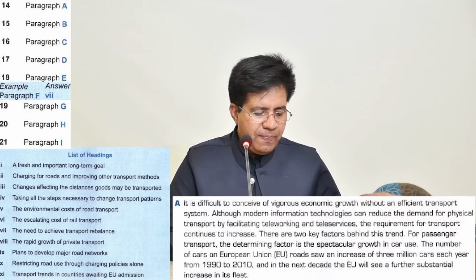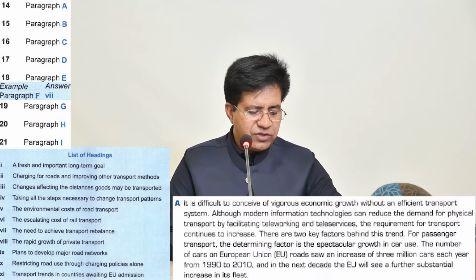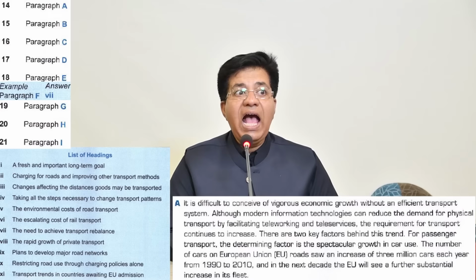And what is that? Rapid growth. For rapid growth, they use the word spectacular growth. For private transport, they use the word car. So heading number eight is the right answer for question number 14. And how will you write 8? V-I-I-I. All right. Good.